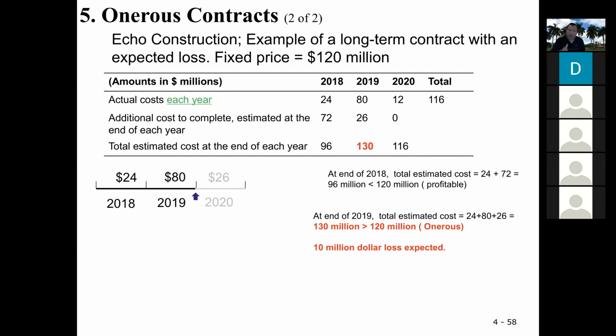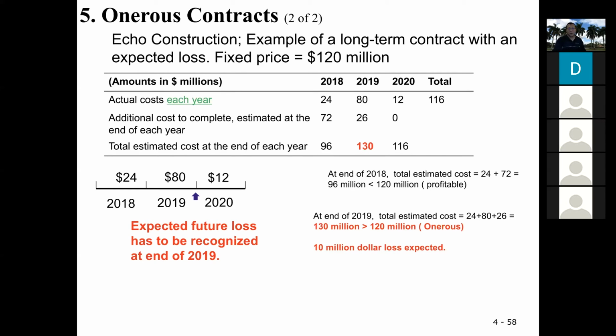I want to make sure that up to this point, the total amount of revenue I recognize should be negative $10 million. Okay. The expected future loss has to be recognized at the end of 2019, so that you recognize the whole amount of loss. Okay, $10 million loss.